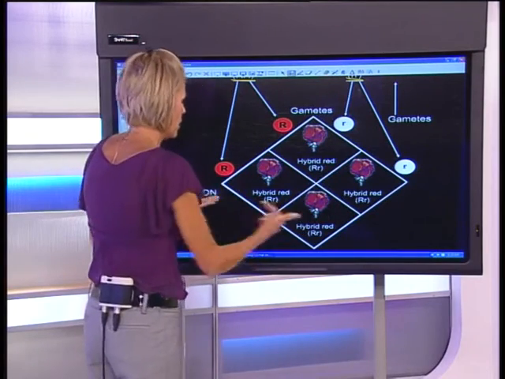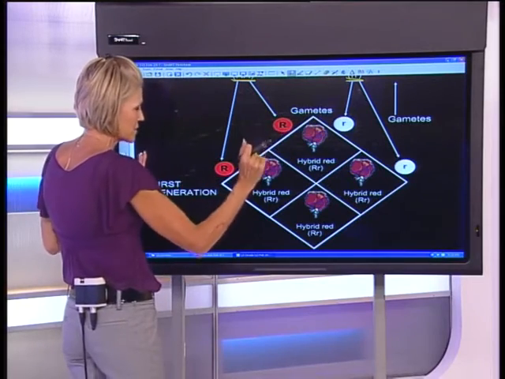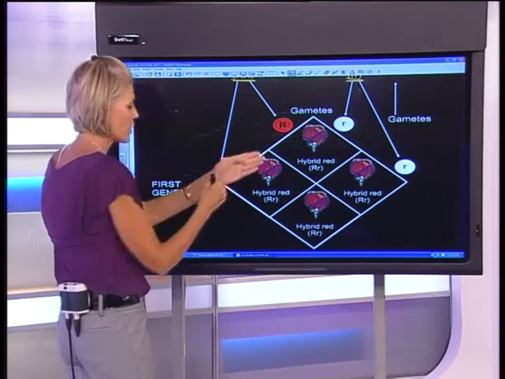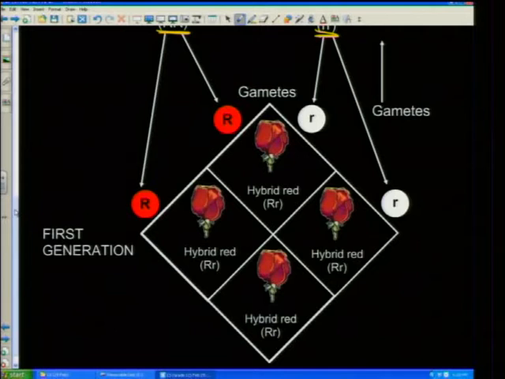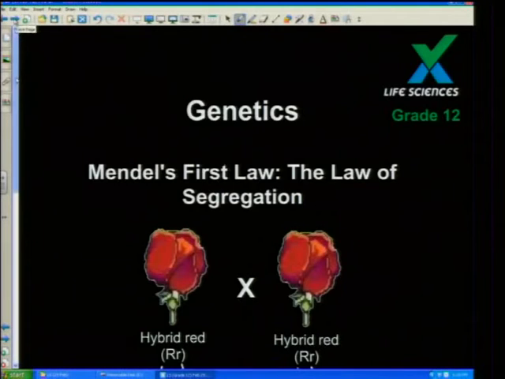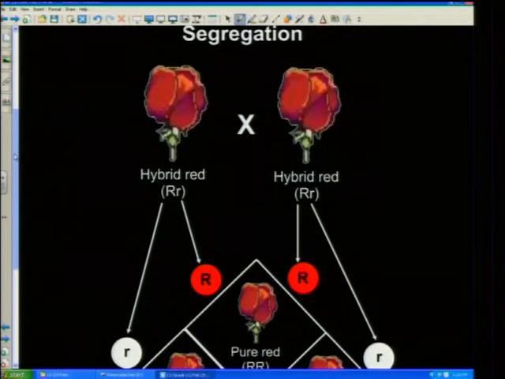So here we go. What have we got? We've got the red gametes separate during meiosis. The white gametes separate during meiosis. What are the combinations? I have all 4. So 4 out of 4 are going to be the hybrid red. That's your first generation. It is your F1 generation. Now we go on to Mendel's first law of segregation, but what do we have here?